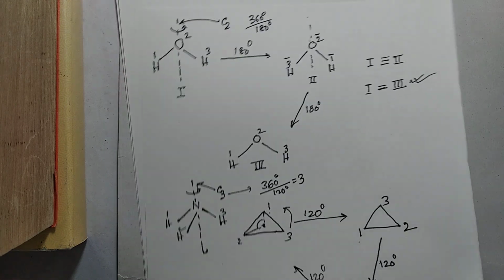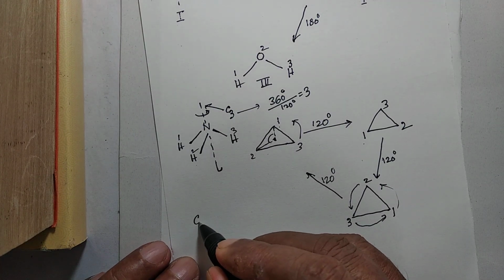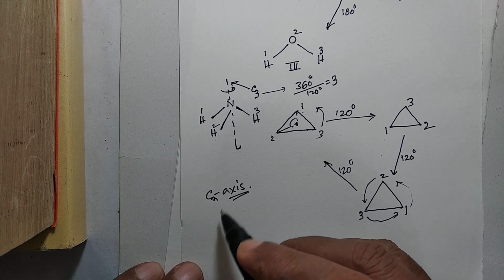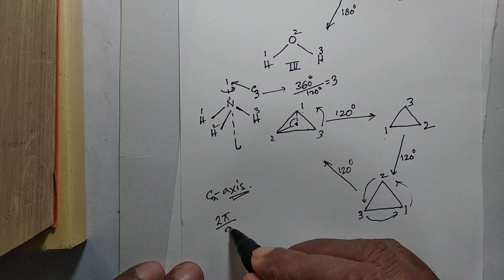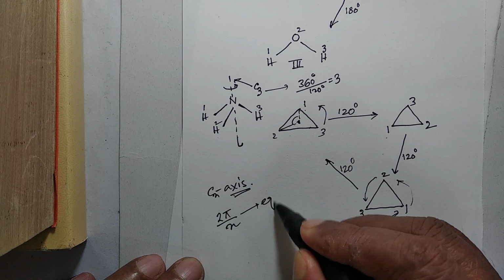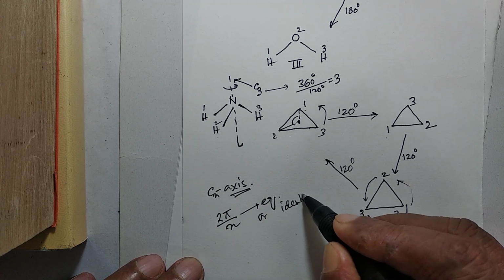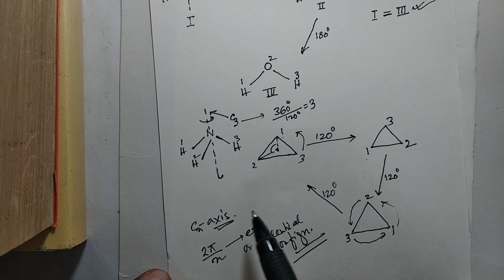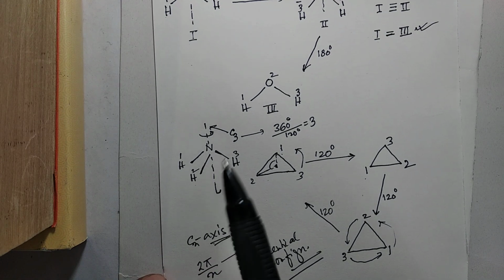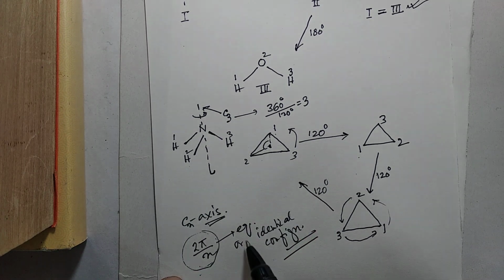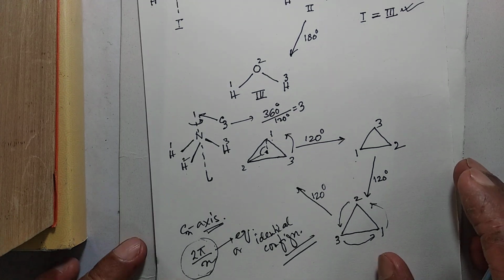Next, let us consider reflection. What is n-fold rotation? A Cn axis, an n-fold axis of rotation, means that a rotation about this axis through an angle of 2 pi by n, where n is an integer, will produce an equivalent or identical configuration. A Cn axis is a line through the object such that a rotation of the object through an angle of 2 pi by n about that axis will produce an equivalent configuration or an identical configuration.